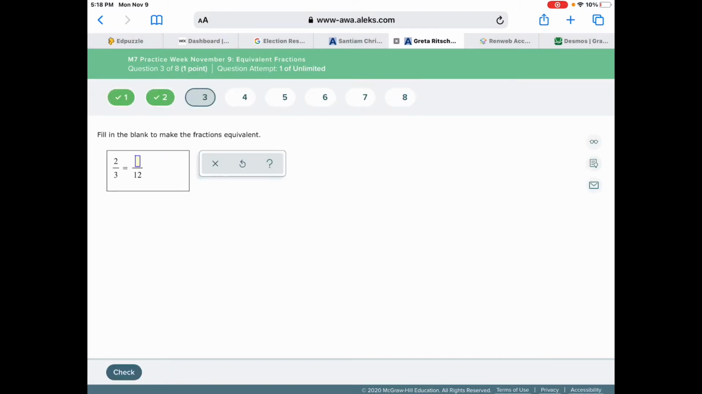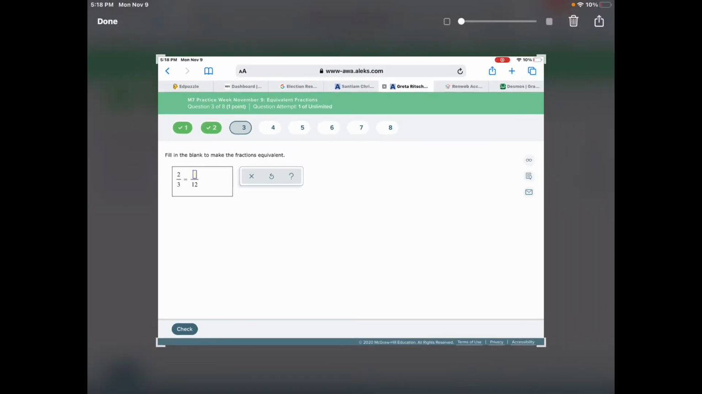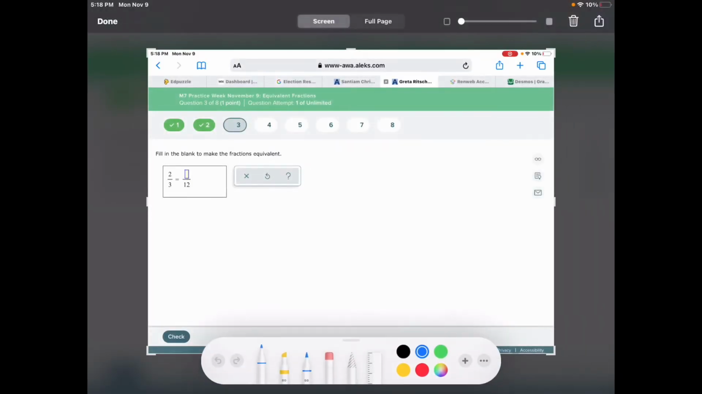In the next problem, we are going to make equivalent fractions. So if I start with 2/3, and I want to keep my fraction the same value, what did I do to the 3 to make a 12? I went times 4. If I do the top times 4 also, I would keep this the same.